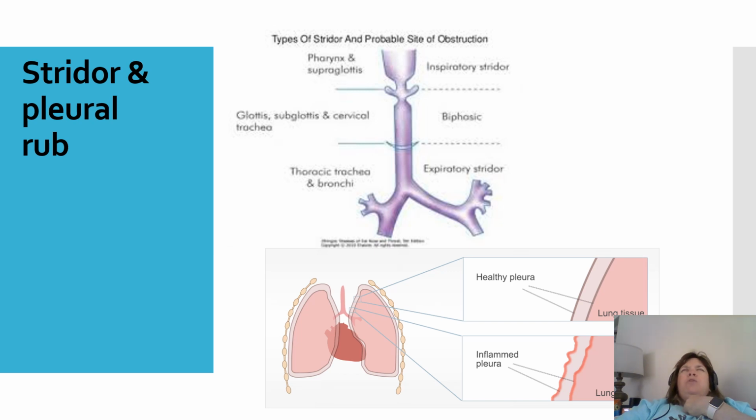It sounds almost like a crowing sound, and I can't make that sound right now, but you get a very loud crowing sound, and it's inspiratory. Rub is like when you're rubbing two balloons together. It's because maybe there's just not enough lubrication between the pleural layers, and you'll hear a rub.